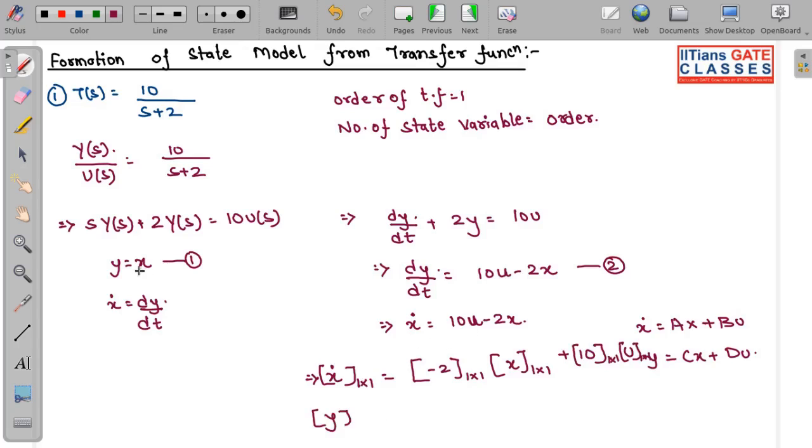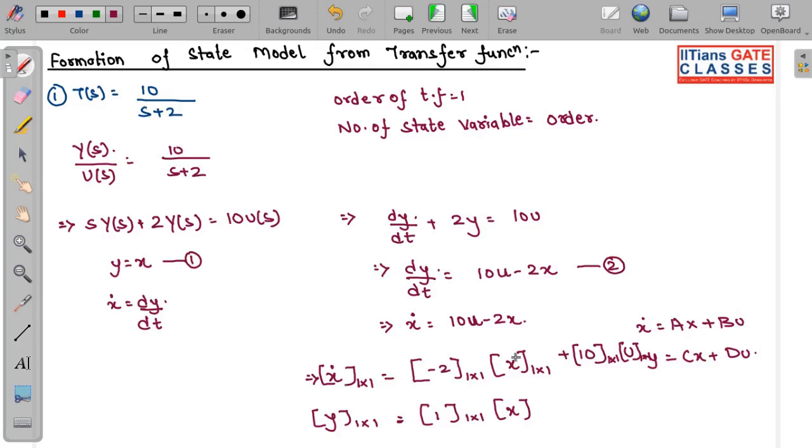So you can see y is equal to x. So 1 cross 1 is equal to 1 into x, and there is no relationship between input and output directly, so you are not going to write anything. So this is the state variable representation of this transfer function.